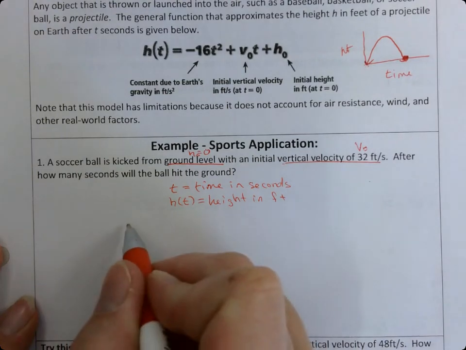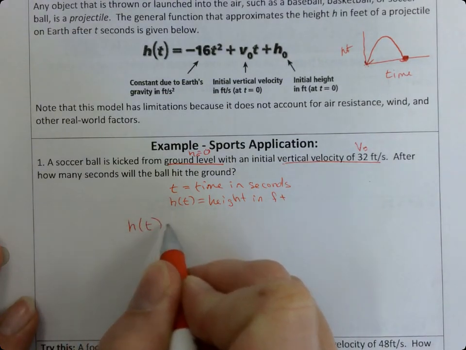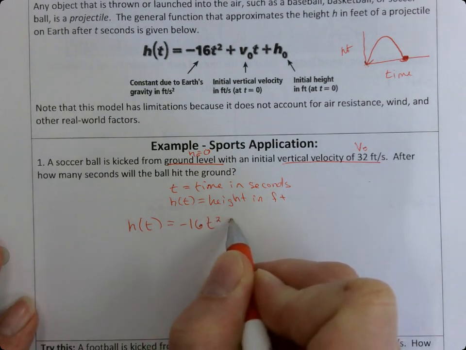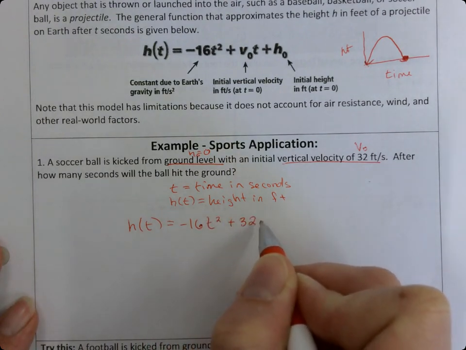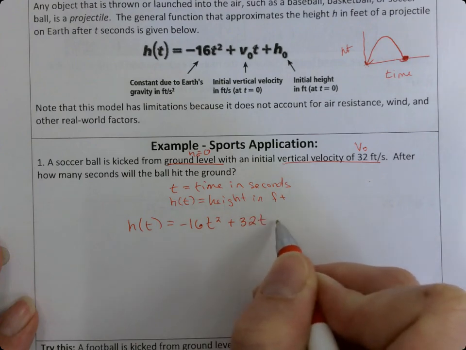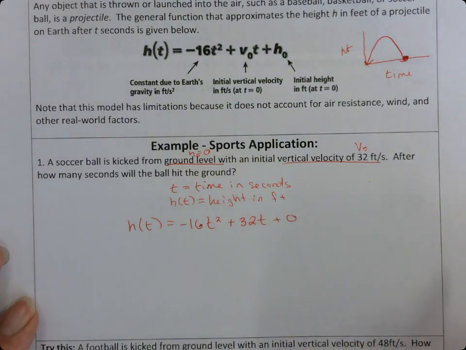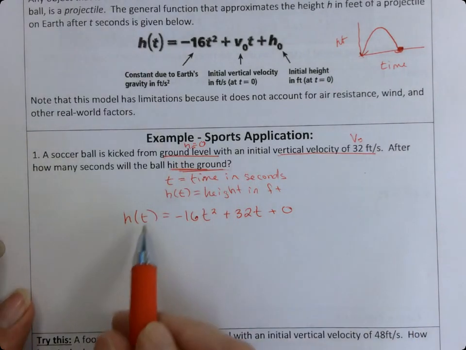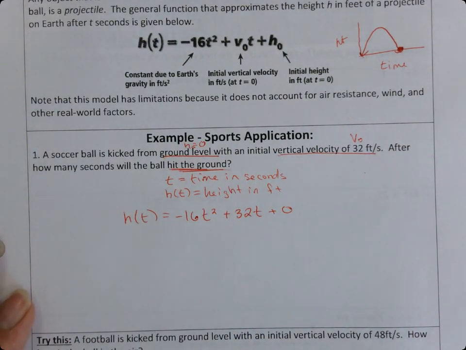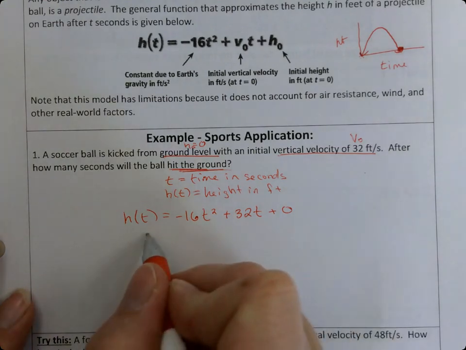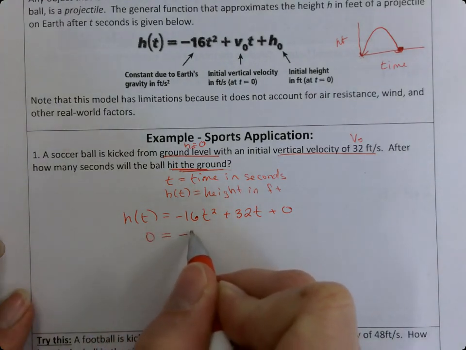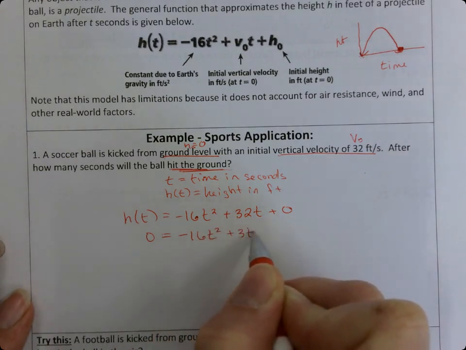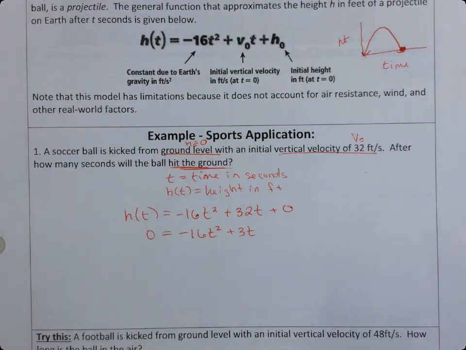All right, so here we go. We want to have the height with that gravity pull times t squared plus initial vertical velocity of 32 feet per second times time and initial height of 0. Now, if they're asking when the ball is going to hit the ground, what's the height I'm looking for? I'm looking for a height of 0. So I am trying to find the time when the y value is 0. All right, I missed my 2.